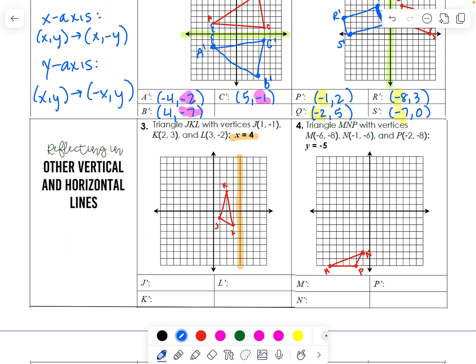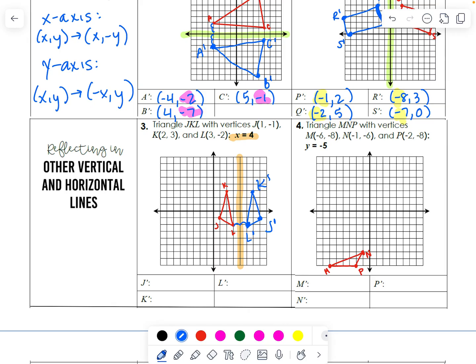I'm sure you can add 4 or whatever, but sometimes it's just easier to say, all right, L is 1 away, so L prime is going to be 1 away. J is 1, 2, 3, so I'm going to go 1, 2, 3 in the opposite direction. K is 1, 2. K prime's here. Sometimes it's way easier to plot and see that flip and that reflection. And then let's write down our coordinates.